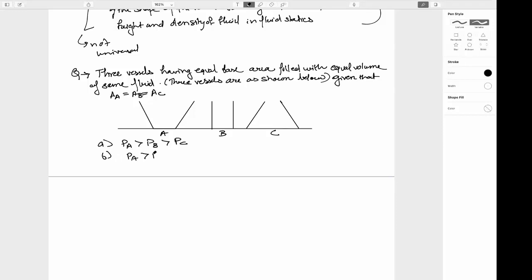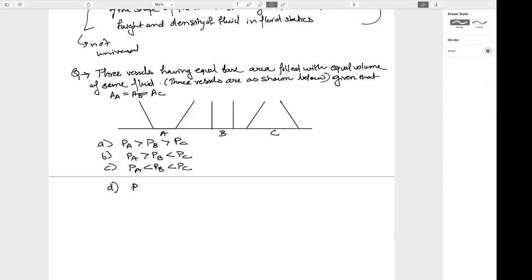PA greater than PB less than PC. PA, PB, PC, and none of the above.